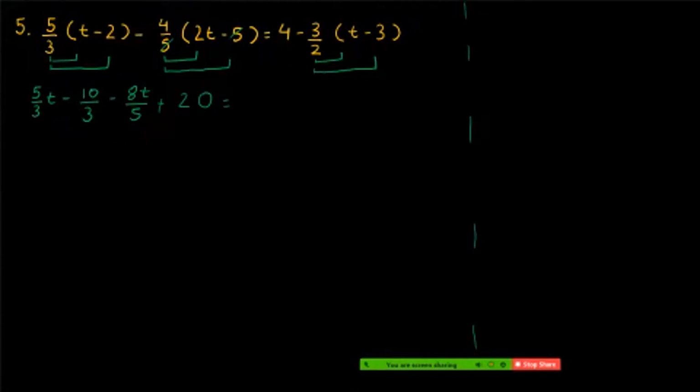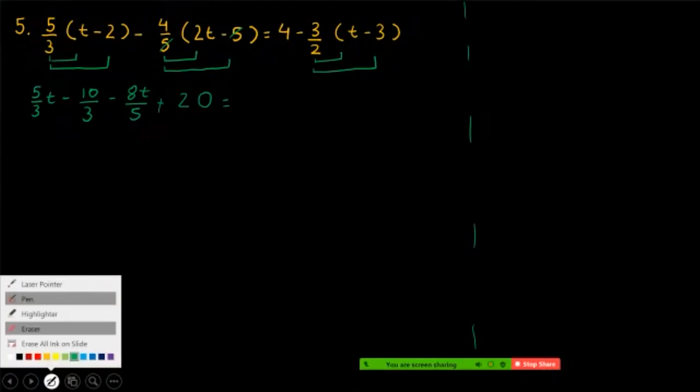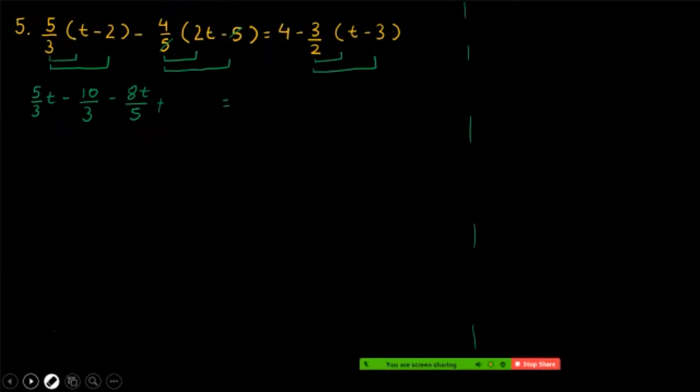Is equal to? So wait, we're left with minus. We're left with 20. Left with 4. Oh yes, we are left with 4. I'm sorry. Long equation and I got it wrong. So one mistake can make you get it wrong. I'm sorry. So we're left with positive 4. And let me just make that upon 1. So 4 minus 3 upon 2 times by t minus 3.